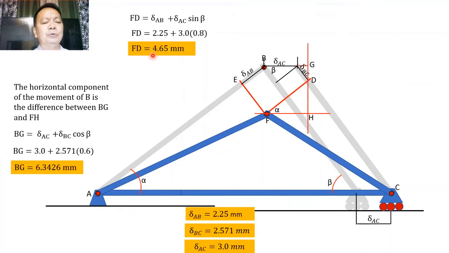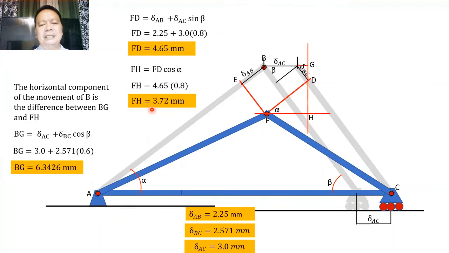and that gives us a value equal to 4.65. So after computing this distance FD, we can now compute the horizontal distance FH, which is equal to FD times the cosine of the angle alpha, where FD is already computed to be 4.65, and cosine of alpha is equal to 0.8. Hence, this value will be equal to 4.65 multiplied by 0.8, that is equal to 3.72.